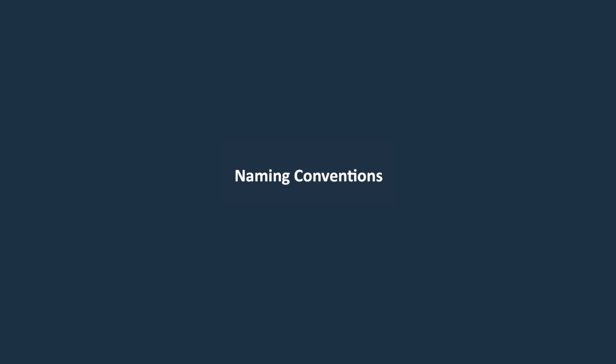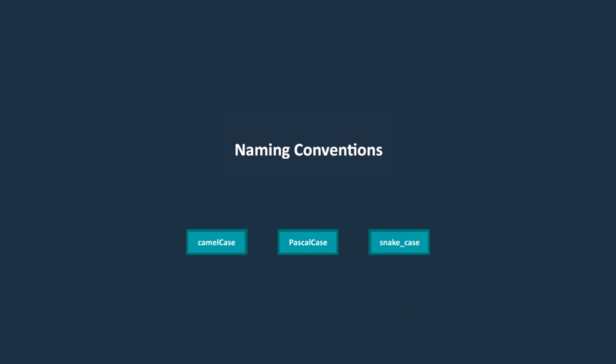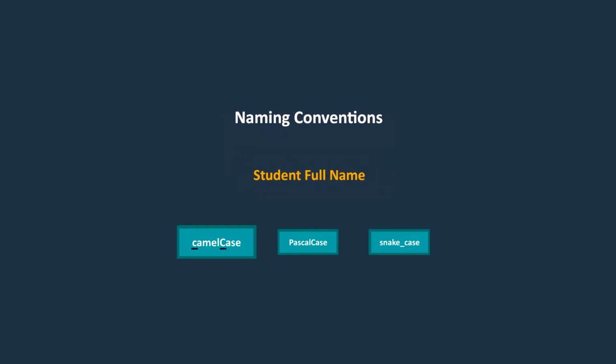Like other programming languages, there are certain naming conventions in C#: camel case, Pascal case, and snake case. Okay, let's talk about them one by one. In camel case, the first letter of the first word is lowercase, and then the first letter of each word that follows is uppercase. For example, these three words based on camel case should be like this. As you can see, the word student starts with a lowercase letter. Full and name words start with an uppercase letter.